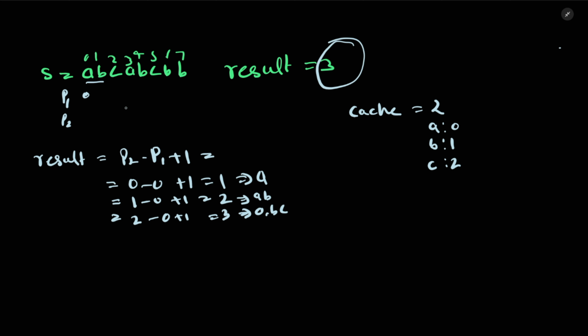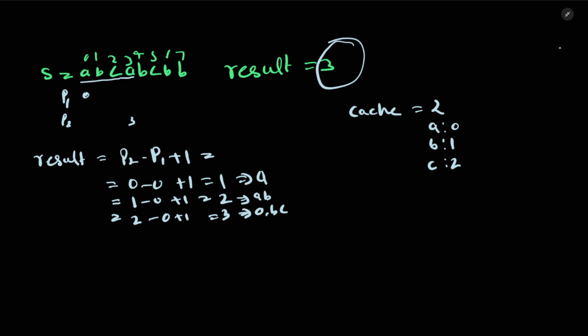Once we move p2 to index 3, we will have this entire substring, abca. Let me write it correctly. Now this is an invalid substring, and if we check the last character, a, we have seen this character previously.